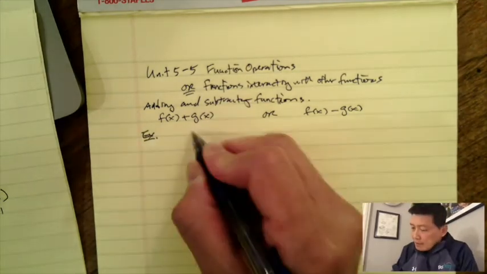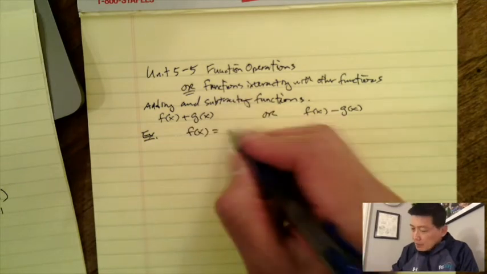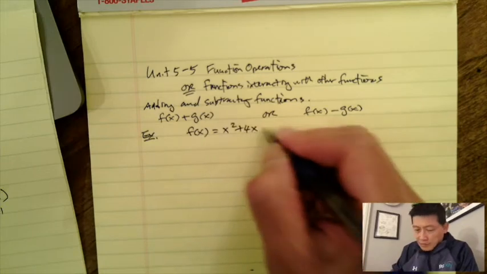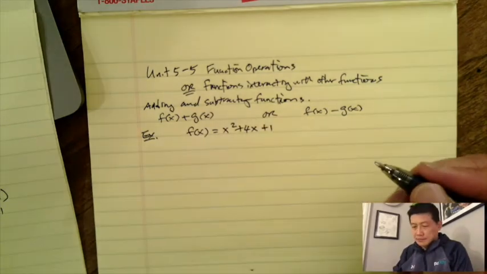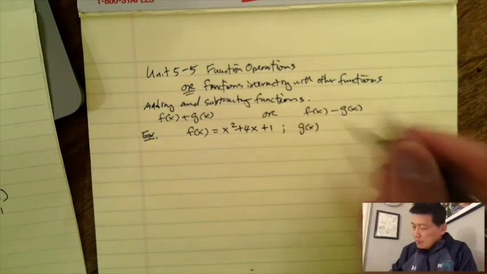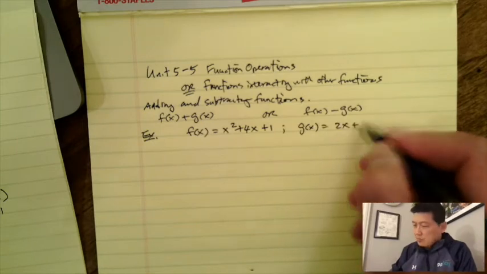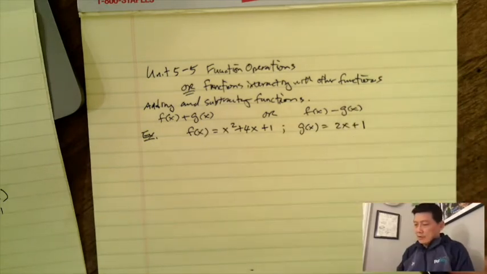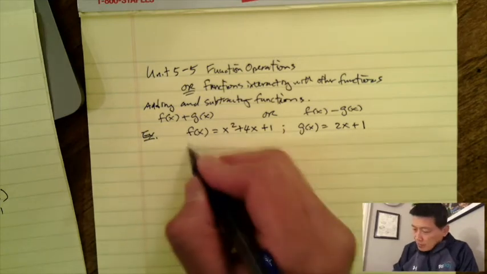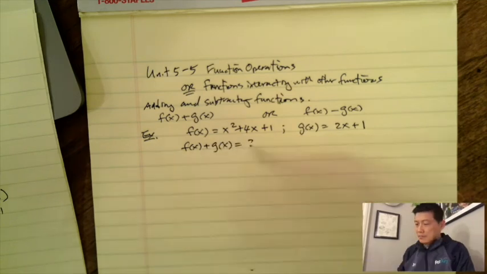If I give you f of x and I define that for you, this is a part of the problem: x squared plus 4x plus 1. Okay, and then I define g of x for you. G of x is 2x plus 1. Then I can give you a couple different questions. Question number 1 is f of x plus g of x is equal to what?